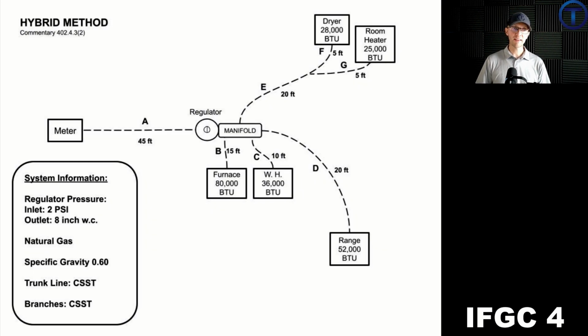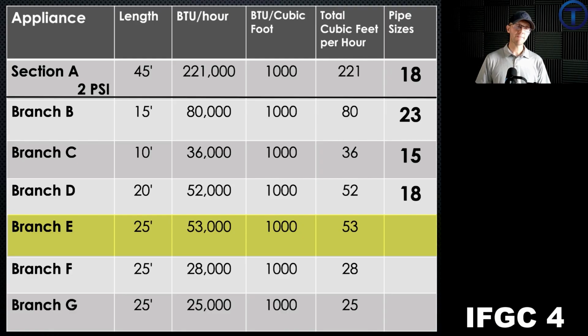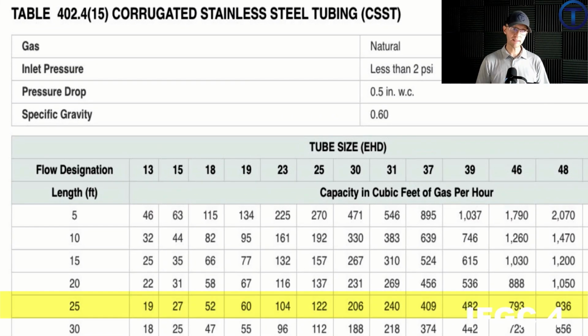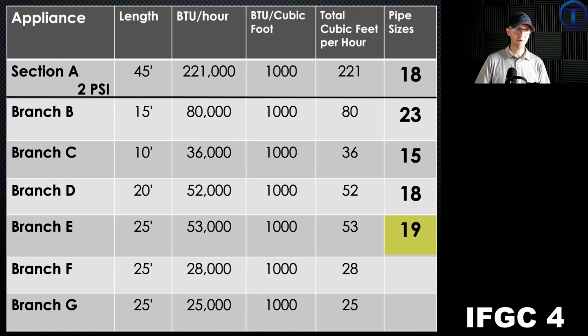Next we have branch E. This is feeding both the dryer and the room heater. The length for branch E is 25 and the cubic feet per hour total is 53. There is a row for 25 feet, so we'll use that row coming across with 53. Oh, look at this. It's more than 52. So we've got to bump to this column that has 60. We'll move to the top and find that we have a tubing size of 19. So we'll put that on our table.